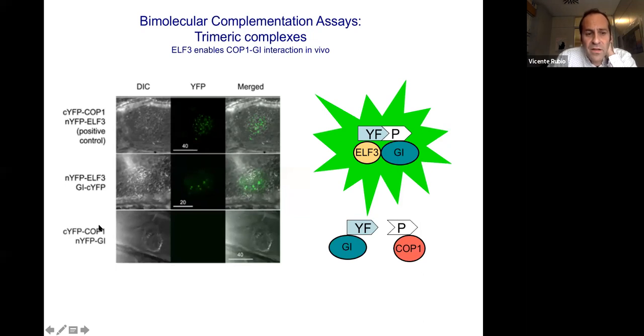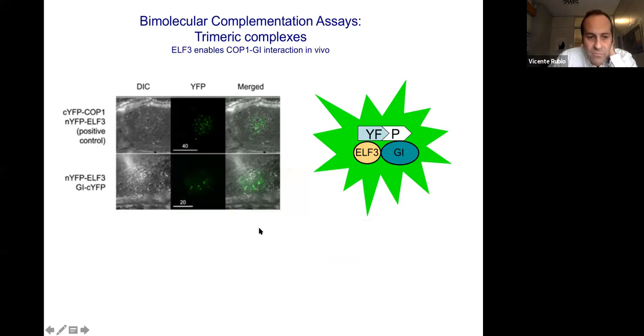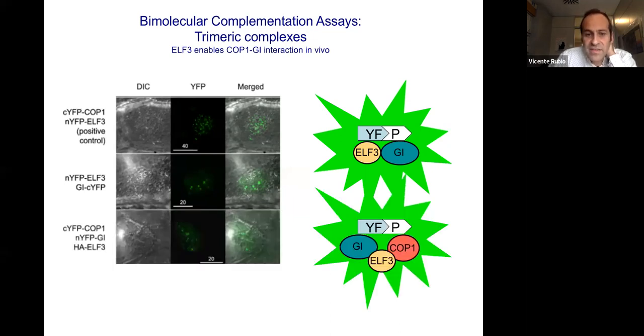And then we checked whether COP1 and Gigantea were themselves interacting, and we couldn't see any signal. But when we infiltrate the three proteins together, so these two fused to portions of the YFP and the other one targeted with HA, if I remember well, then we could see reconstitution of the complex. So L3 was allowing interaction of the three proteins, of Gigantea and COP1, and was necessary for that interaction.